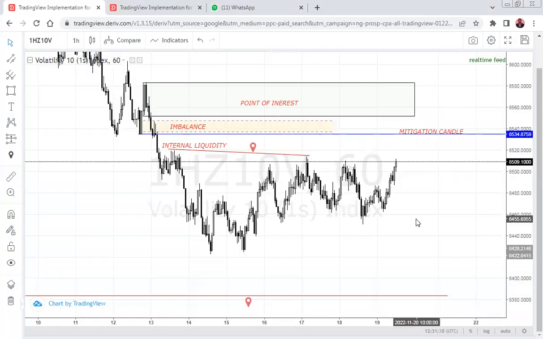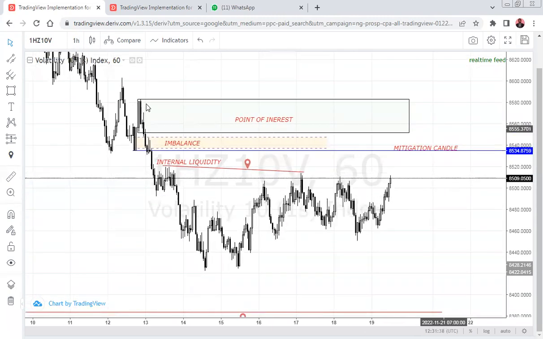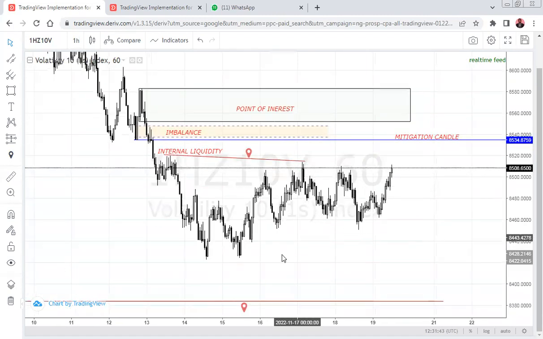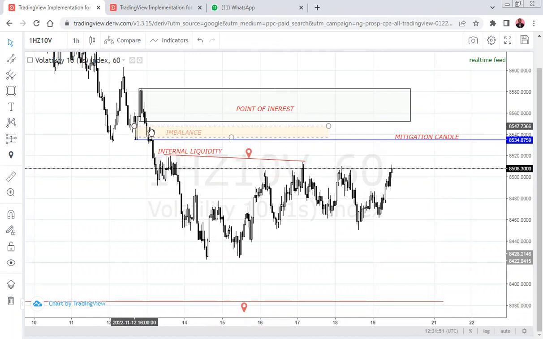Okay, I said I was going to show you the next point of interest for entry. What I'm looking at, this is the next point of interest. You see here, price is coming back right now, and this external liquidity spotted here. All this external liquidity to be cleared. So I have this. There's an imbalance here.